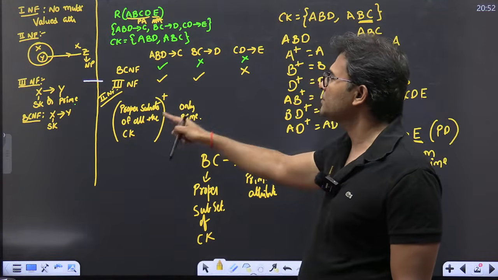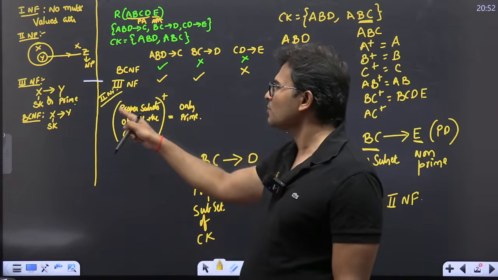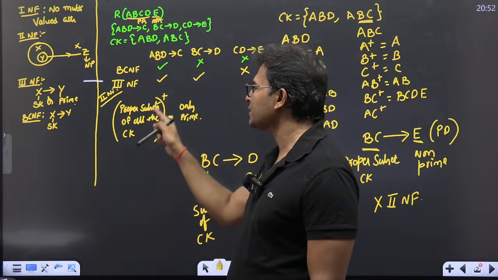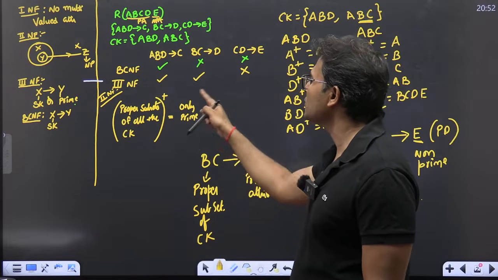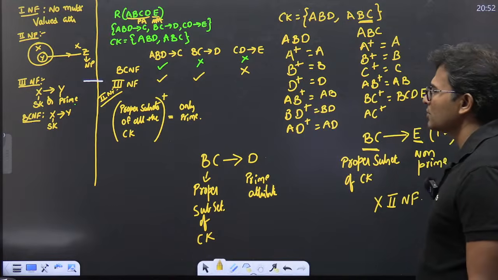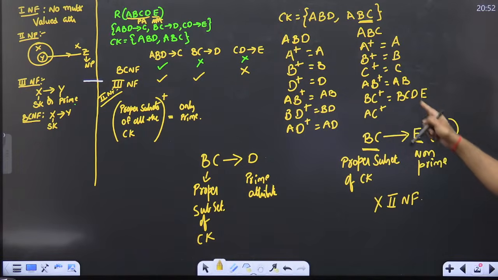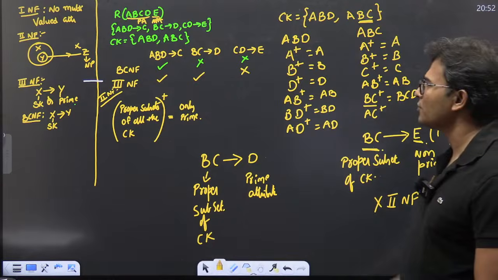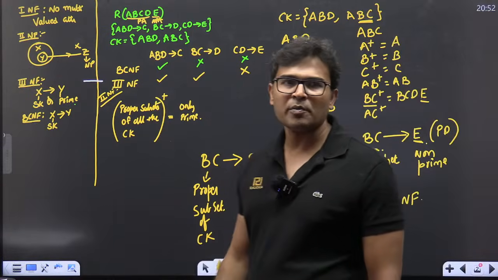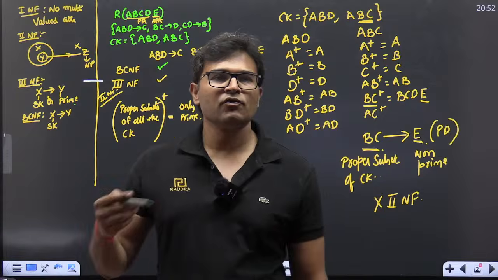Only the problem comes with the second normal form. What should you do about the second normal form? Take the proper subsets of all the candidate keys and find the closure, and in every closure only prime attributes should be present. If there is any non-prime attribute, then it is not in second normal form. Here, BC is determining E. BC is a proper subset of a candidate key which is determining E, which is a non-prime attribute. That is why this table is not in second normal form. Therefore, the highest normal form is first normal form.